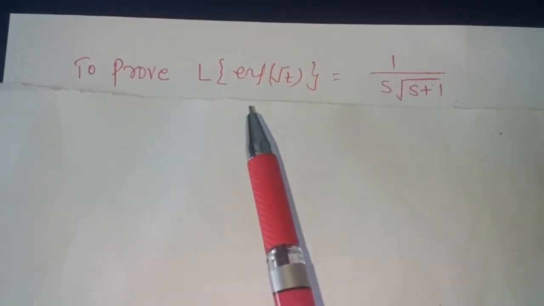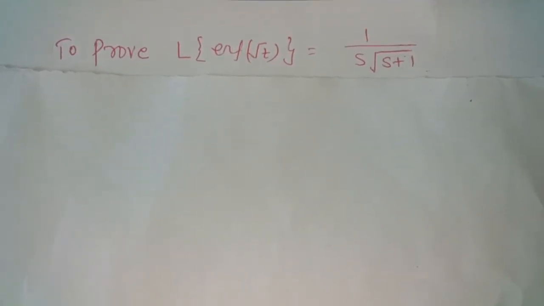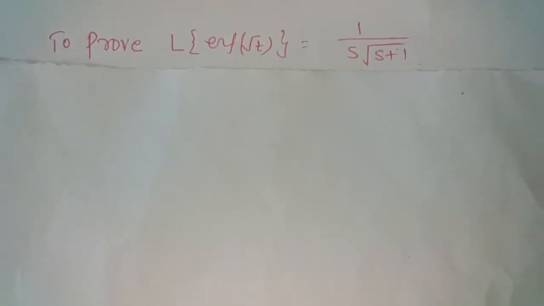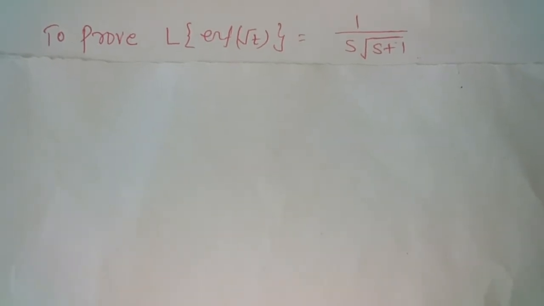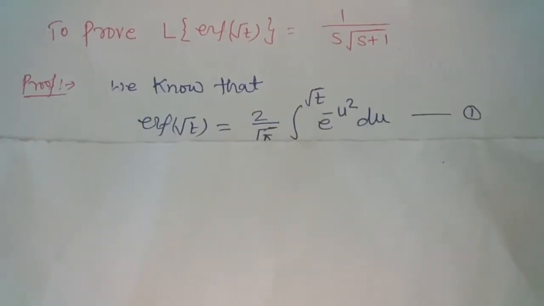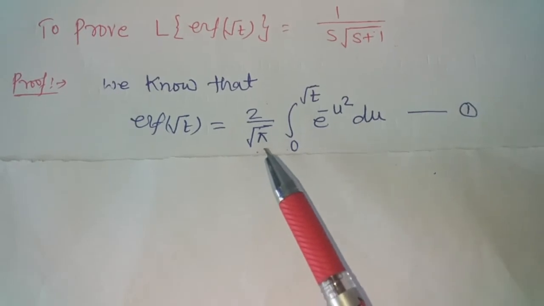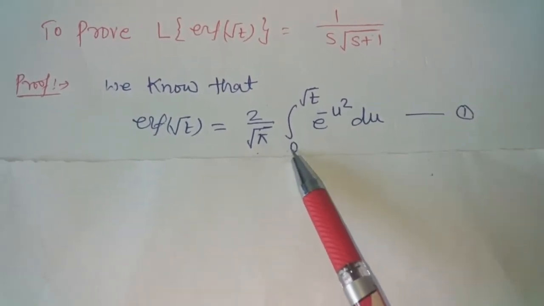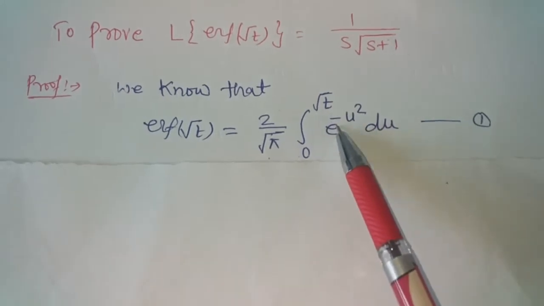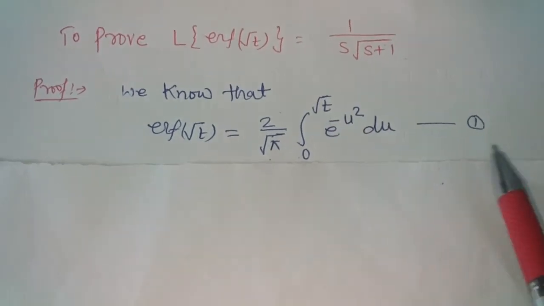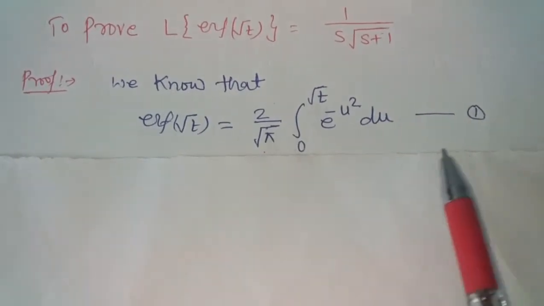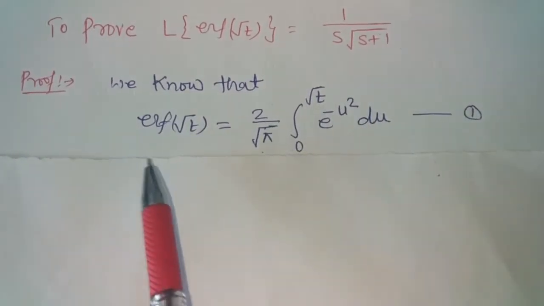The question is to prove that the Laplace transform of the error function root t is 1 upon s square root of s plus 1. We start the proof with the definition of the error function root t, which is defined as 2 upon root pi, the definite integral with limit 0 to root t of e raised to minus u square du.